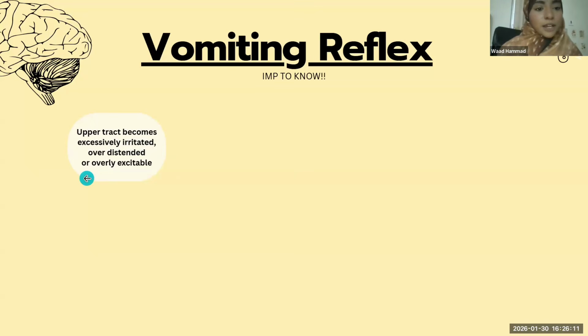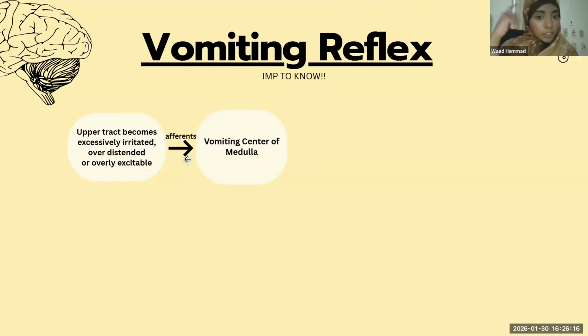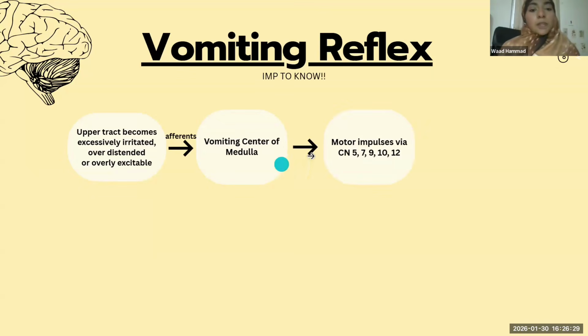And then disaster happens. So this causes signals to go to the vomiting center in your medulla, which is part of your brain. So just know that there's an area in your brain called the medulla, and in the medulla, there's an area called the vomiting center. This vomiting center receives signals from afferent nerves, okay? And when it receives those signals, the vomiting center sends signals as motor impulses through the cranial nerves. I'm pretty sure you won't be asked about this, but I just added it for the sake of completion.